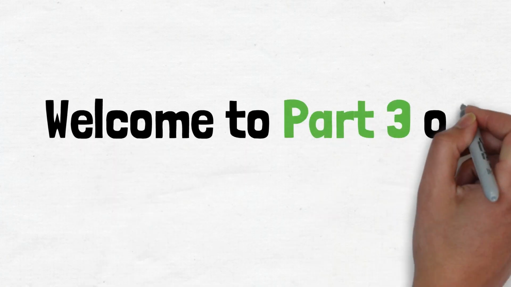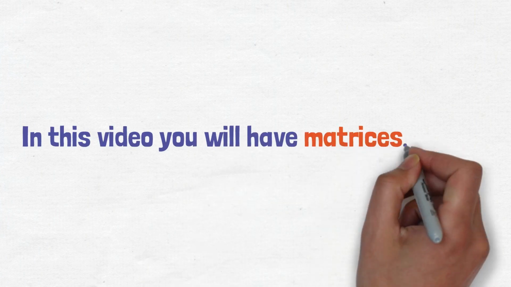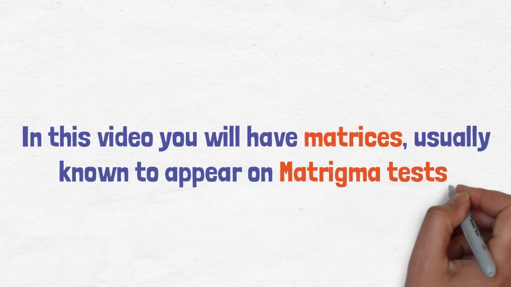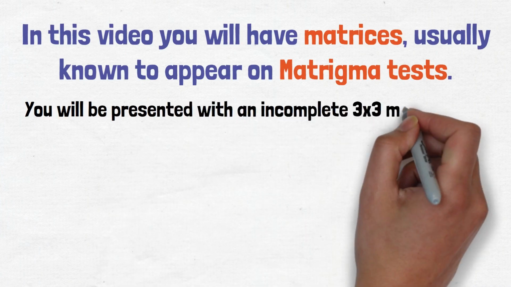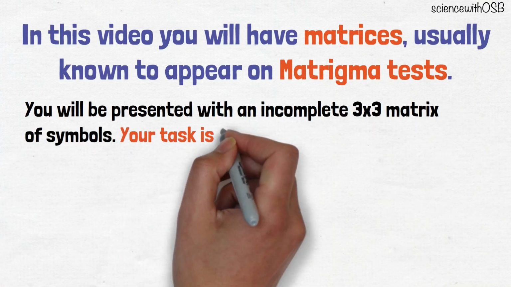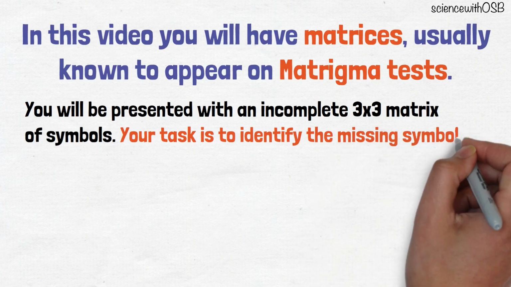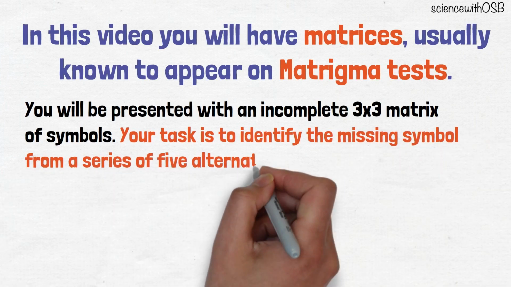Welcome to part 3 of inductive reasoning. In this video, you will have matrices, usually known to appear on Matrigma tests. You will be presented with an incomplete 3x3 matrix of symbols. Your task is to identify the missing symbol from a series of 5 alternatives.